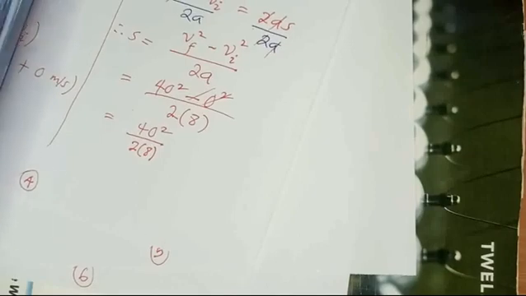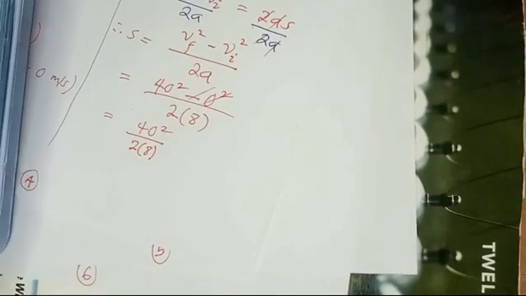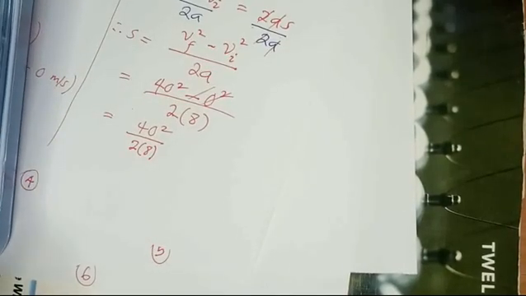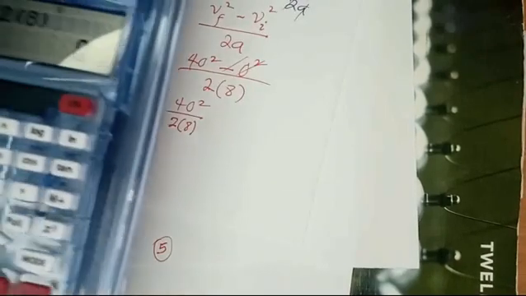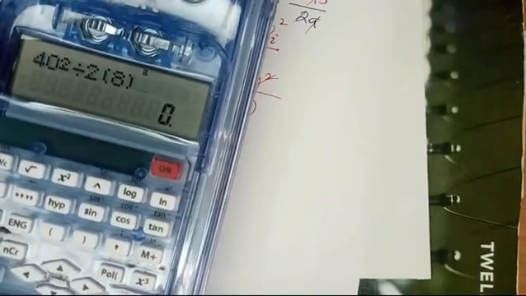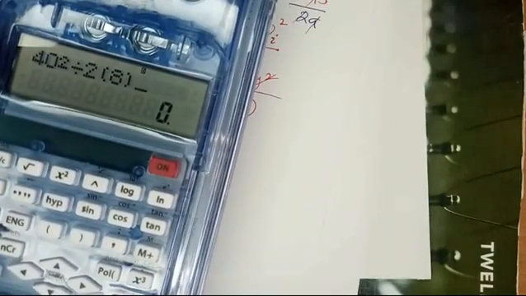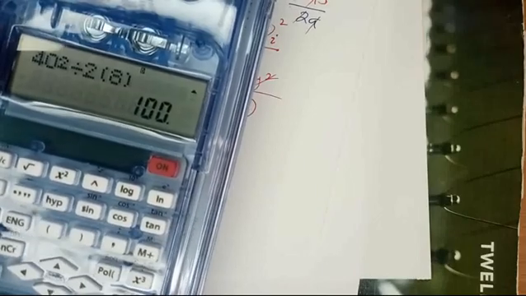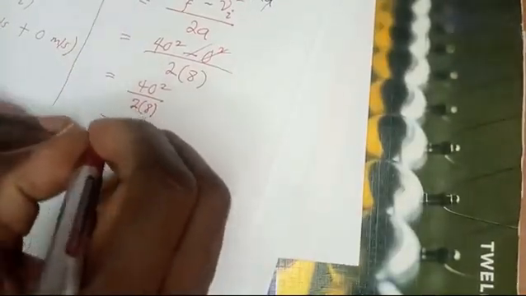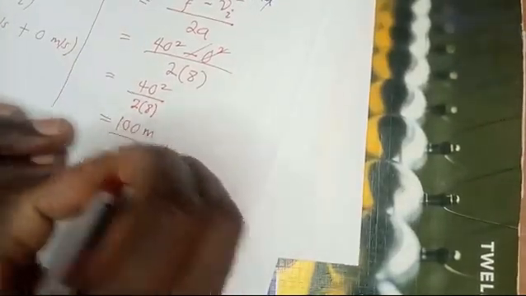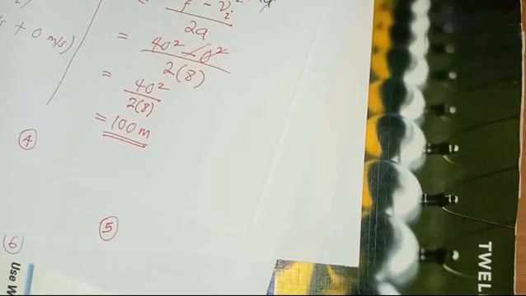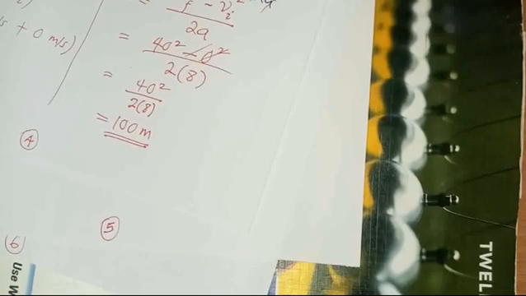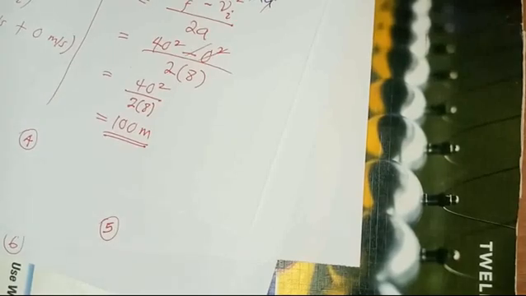Then you bring the calculator, you simply press 40 squared divided by 2 open bracket 8 close bracket. Can you see that? Now press the equality sign and you see your answer is 100. So this means the distance travelled is 100 meters. With this, we have successfully solved the A part of the problem, and we can proceed to the B part of the problem.